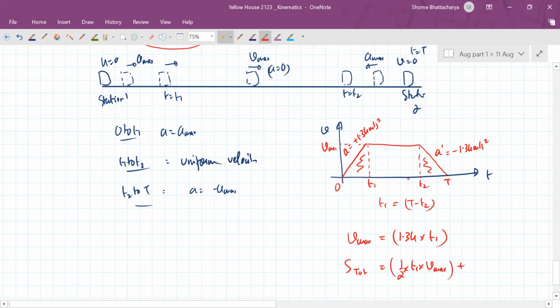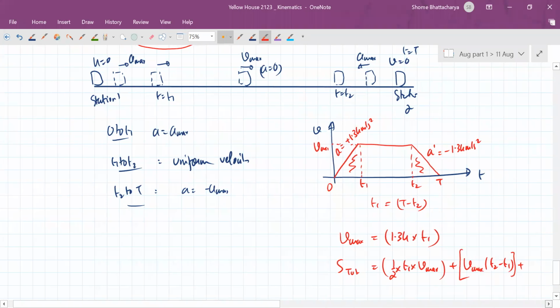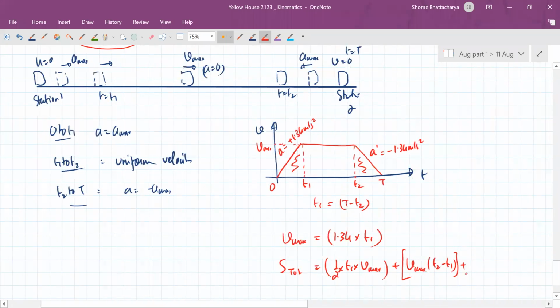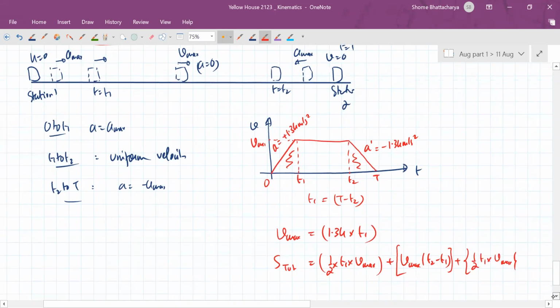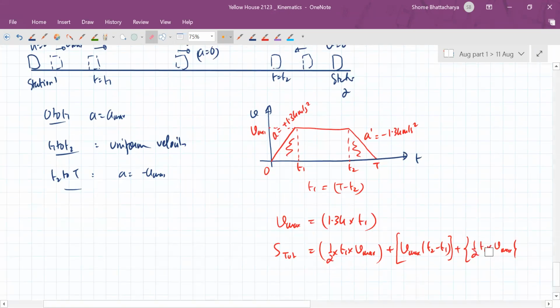Okay. Plus the area of this rectangle. So that is our Vmax into T2 minus T1. Okay. Plus this last triangle is again the same thing actually as the first one. So actually we can write it first like this, but then equate the fact that T minus T2 into Vmax. Okay. Now we can use this fact over here that this is equal to this.